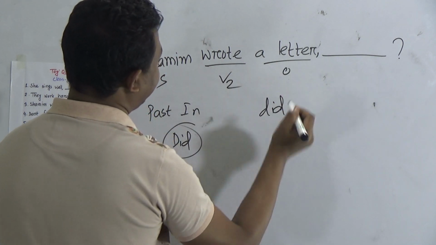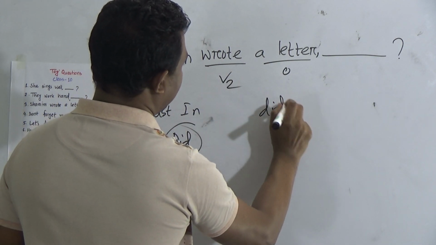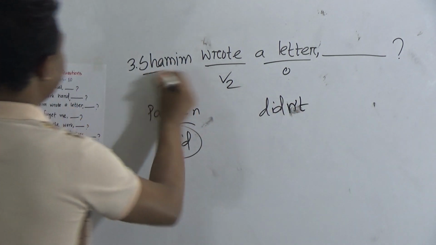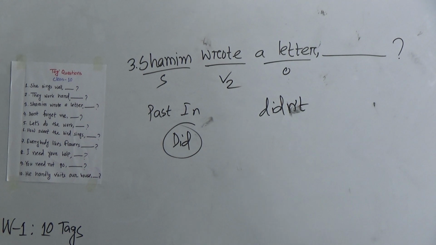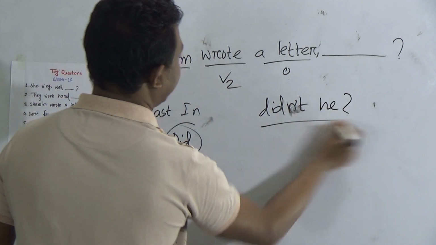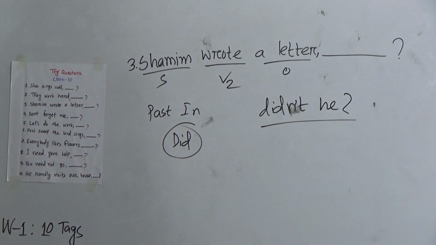Did, then, as it's an affirmative sentence, we have to add an additional not: didn't. Then Shamim. Shamim's pronoun what? Shamim's pronoun would be he, then a question mark. Okay. So its answer would be like this.